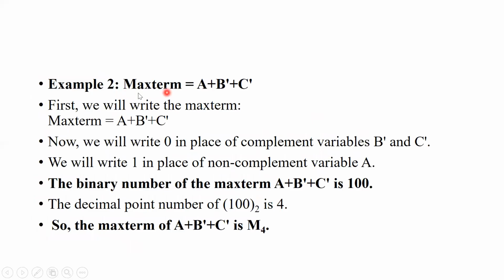So suppose I have another example. Suppose I have a max term given by A plus B dash plus C dash. Seeing this, I write the binary string. For A, it is 1, since these two, B dash plus C dash, are complemented, so I write 0, 0. So this is a string of binary. I convert it into decimal. 100 in decimal is 4, and so the max term of A plus B dash plus C dash is capital M subscript 4, M4.